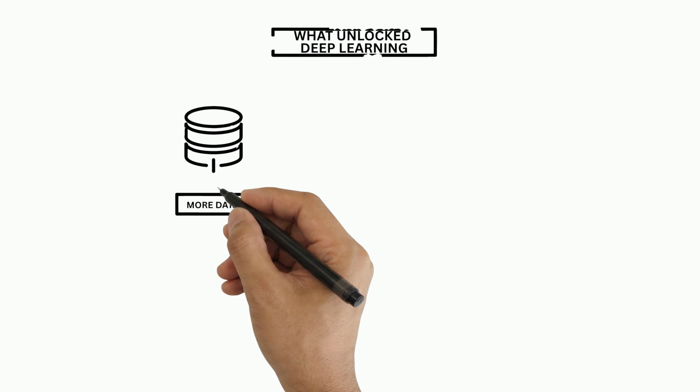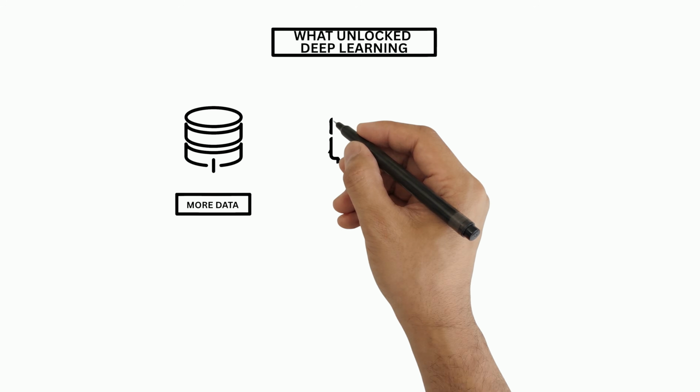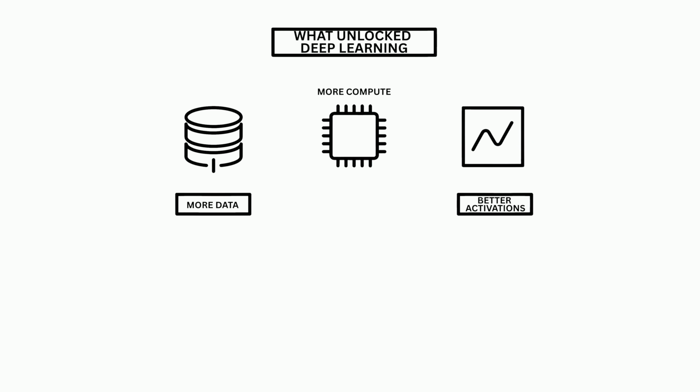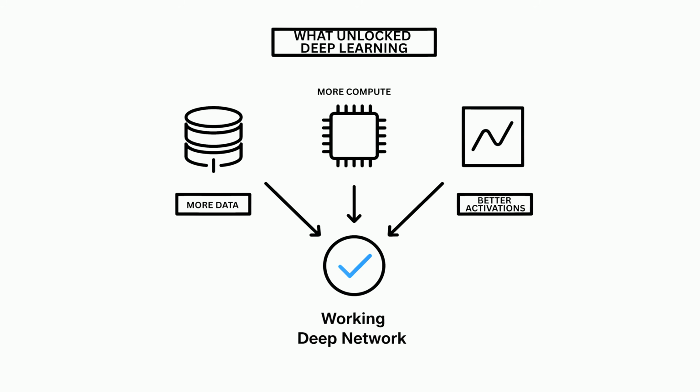Deep learning became practical once three things lined up: far more labeled data to train on, far more computing power, mostly GPUs, and better activation functions that kept the gradient signal alive across many layers. Around the early 2010s, these pieces came together, and deep networks started dramatically outperforming older approaches, especially on messy real-world data like images, text, and files.